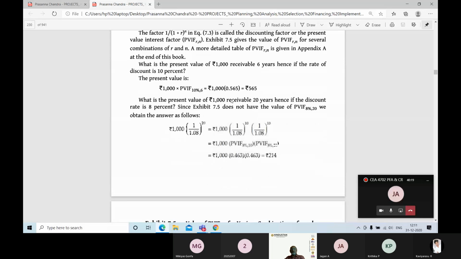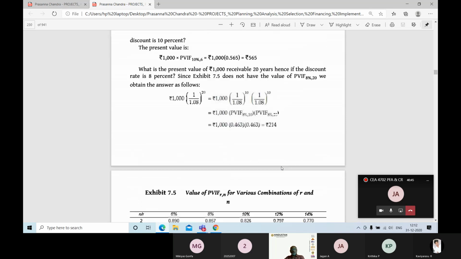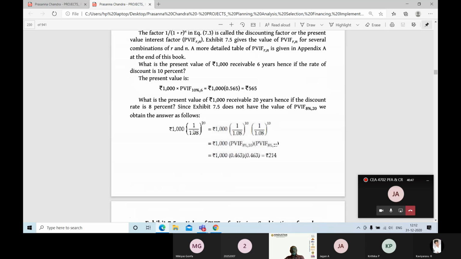So what is the present value of 1000 receivable in 20 years, if the discount rate is 8%? The exhibit is available, and based on that you have to calculate. n is the year, r is the percentage, and this is the PVIF factor, 1 / (1 + r)^n. This is a fraction. It is not like 1 point something; here it is less than 1.